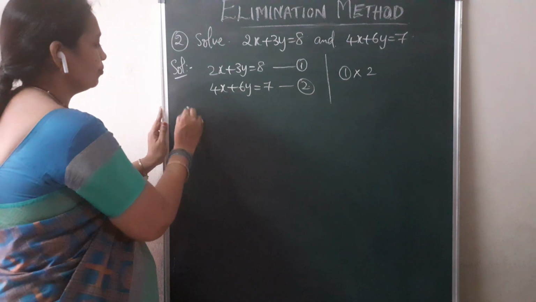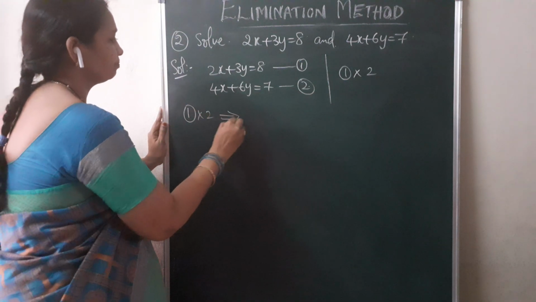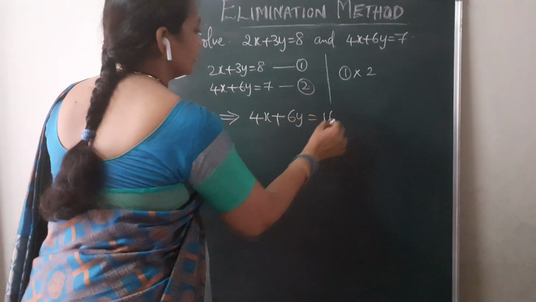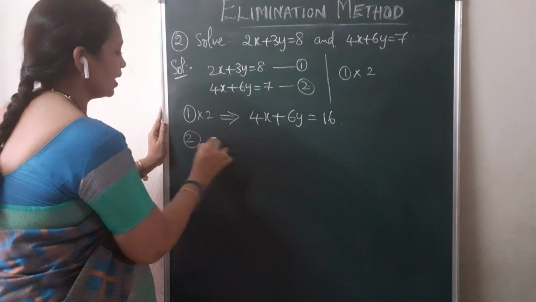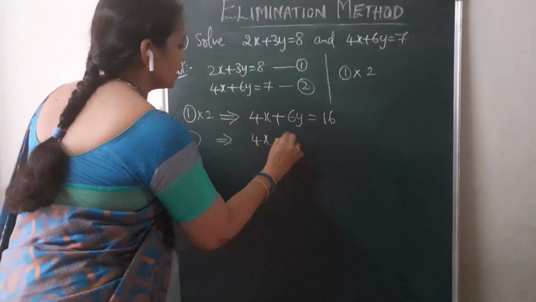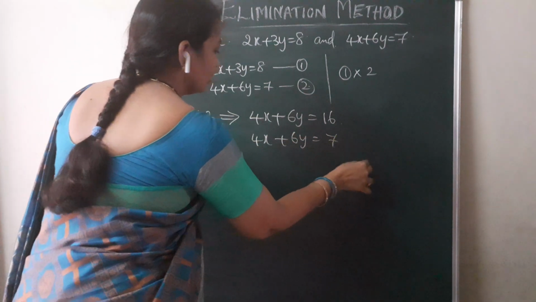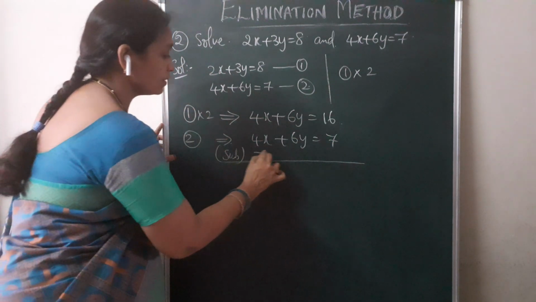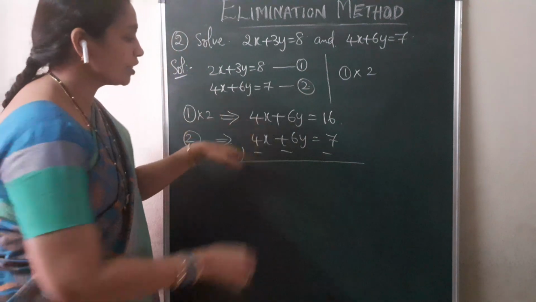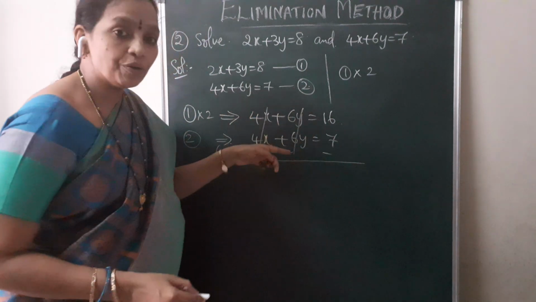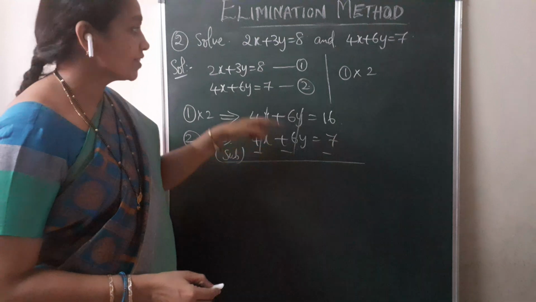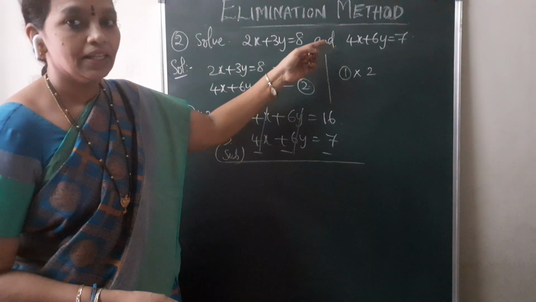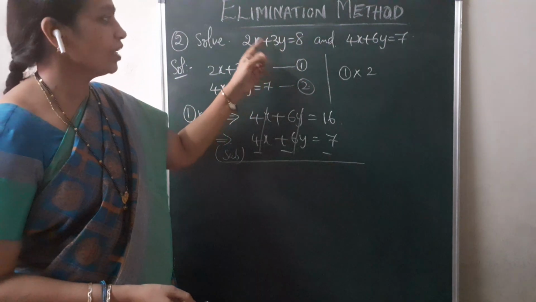Then equation 1 into 2 becomes 4x plus 6y is equal to 16. Next, the second equation as it is: 4x plus 6y is equal to 7. By subtraction, we have to change the signs, minus, minus, minus. Both terms become 0. Why did you get this? Because these are a pair of inconsistent linear equations.